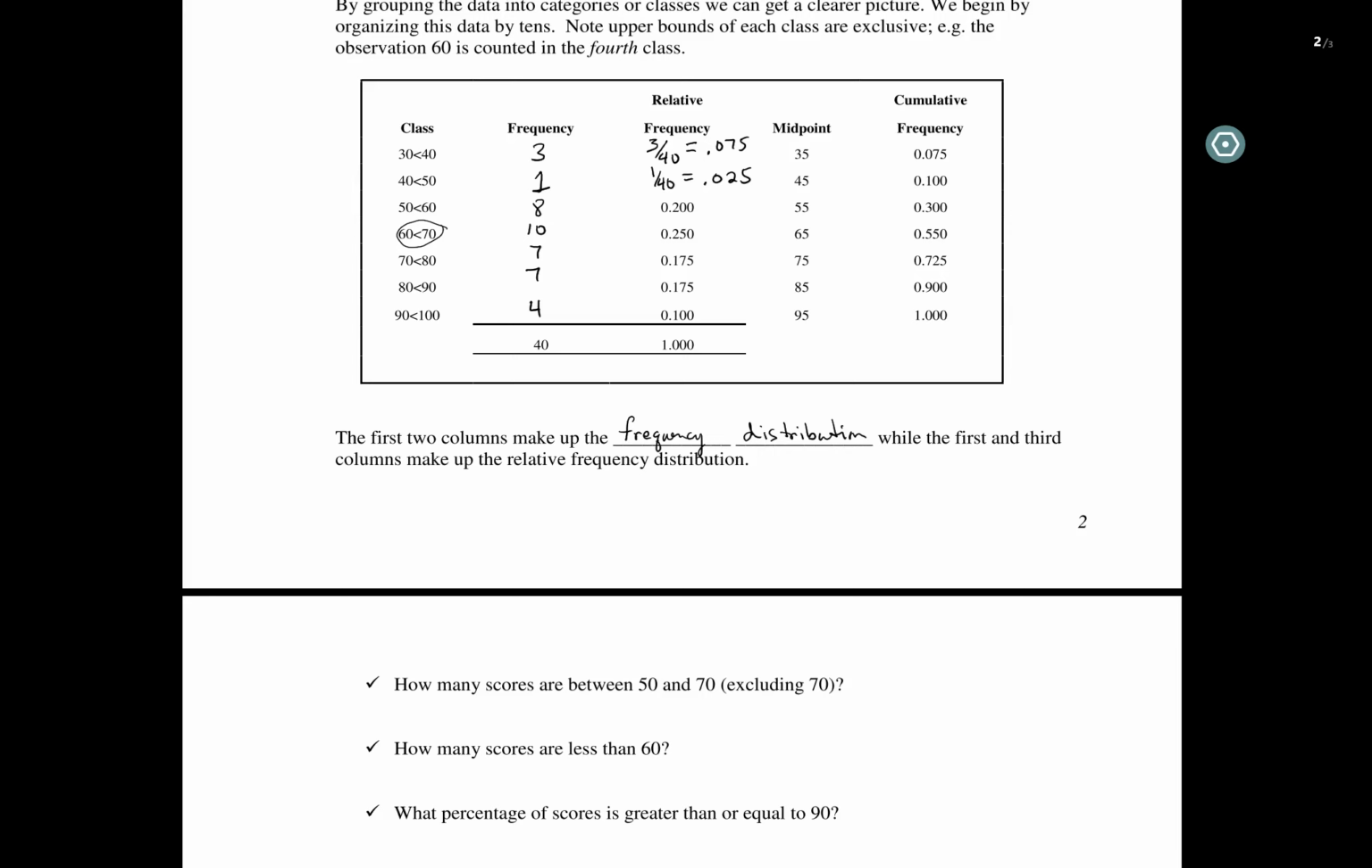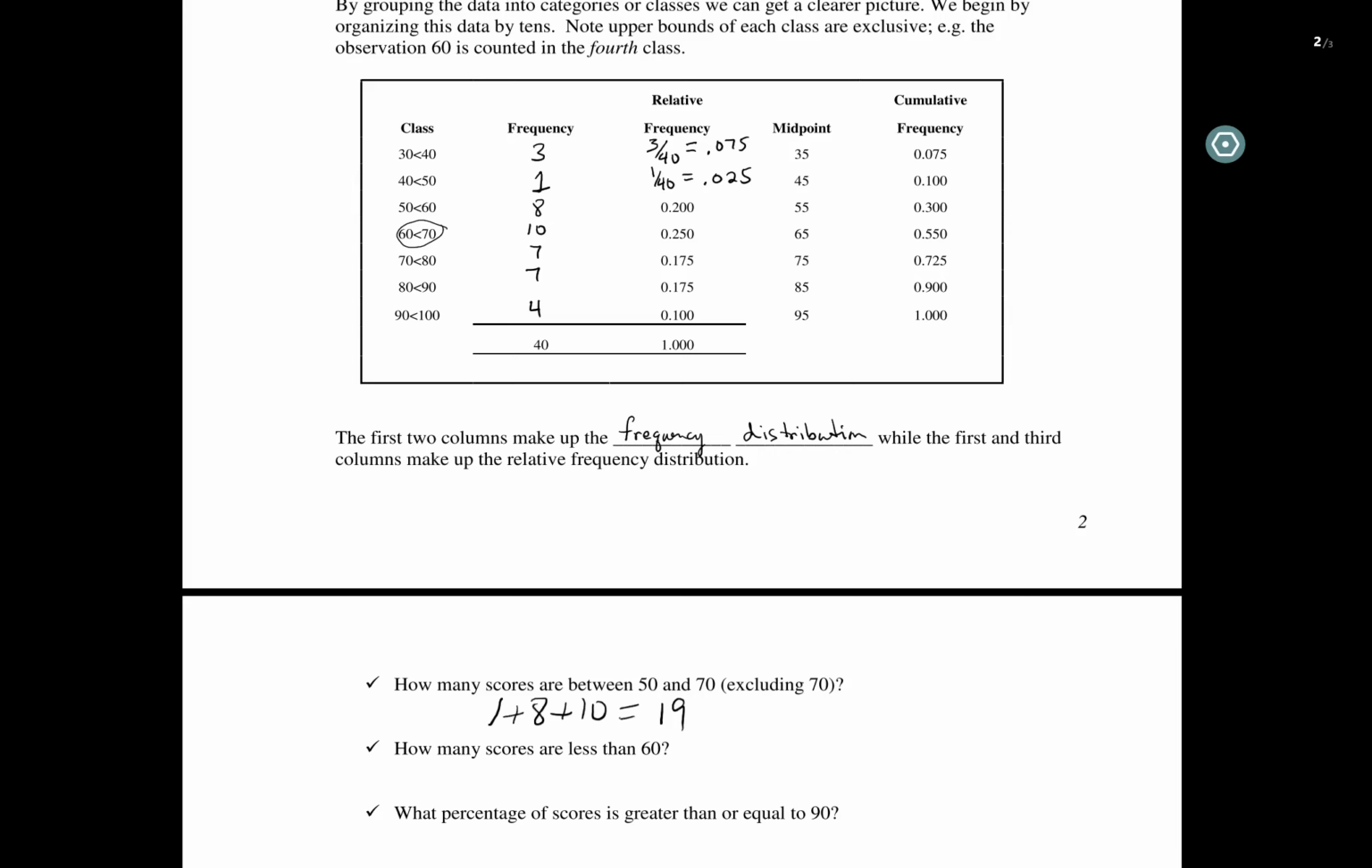How many observations are between 50 and 70? That would be the number that are in the second, third, and fourth classes. We're excluding 70 here. So that would be 1 plus 8 plus 10, or 19 scores between 50 and 70.